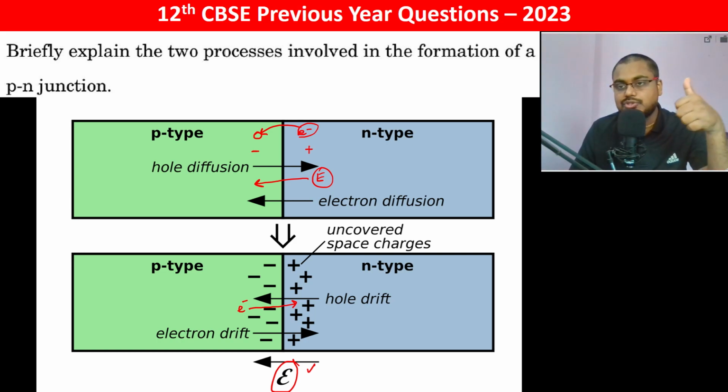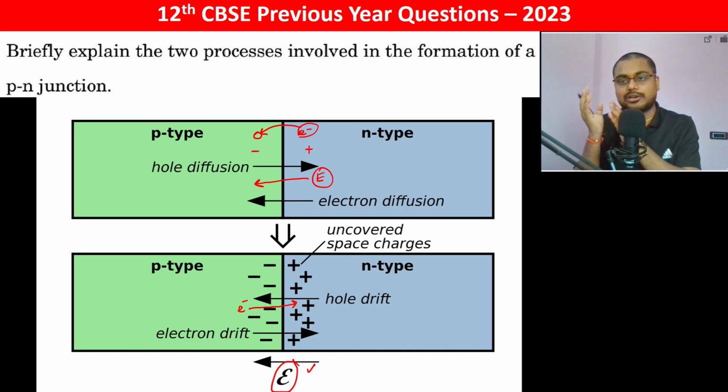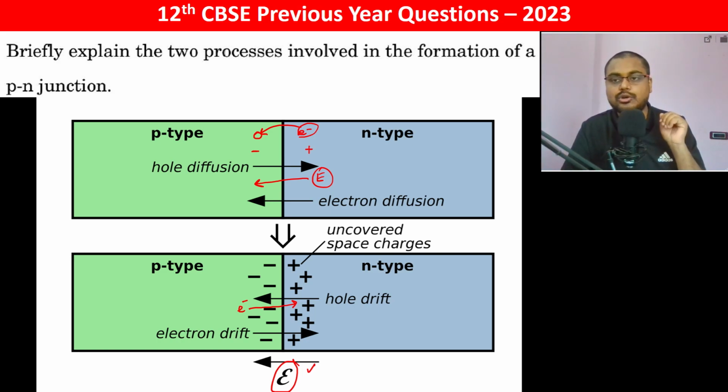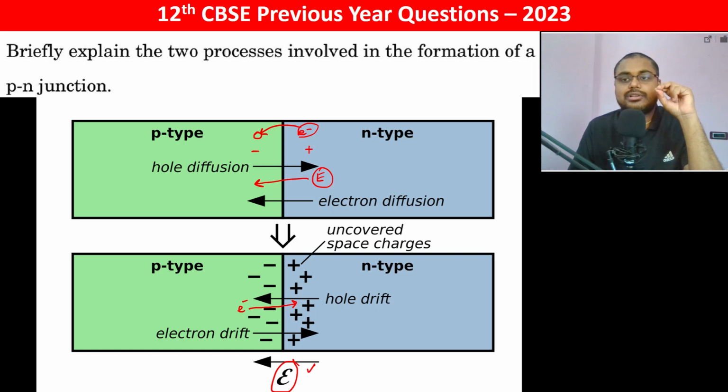Okay, diffusion and drift. Diffusion is due to concentration gradient, है ना, एक तरफ इलेक्ट्रॉन्स ज़्यादा है, एक तरफ होल्स ज़्यादा है. Okay, so electrons go towards the holes and holes go towards the electrons. Like N type से electrons जाएगा P type के तरफ, P type से holes जाएगा N type के तरफ due to concentration gradient. ठीक है, but the second process, which is drift current, is due to the potential difference which is generated, okay, due to the movement of the electrons and holes. Thank you.